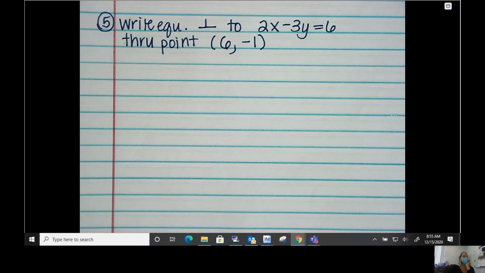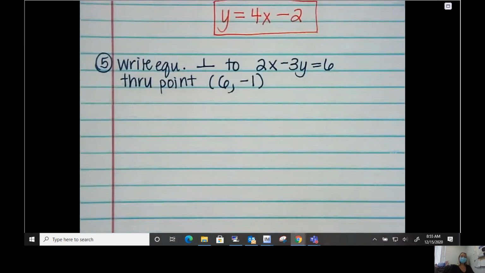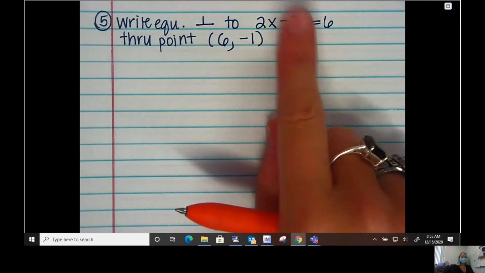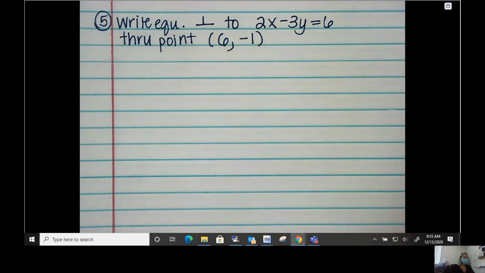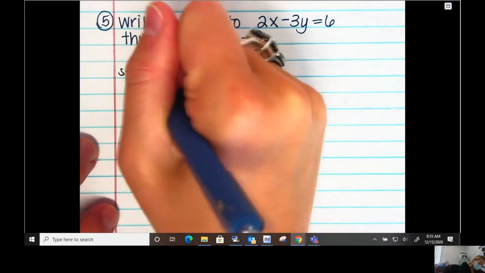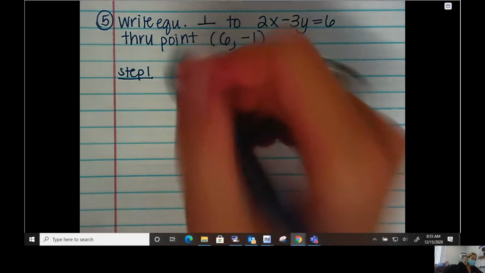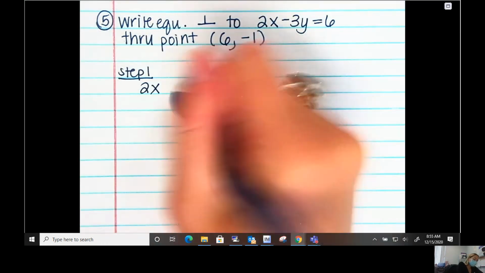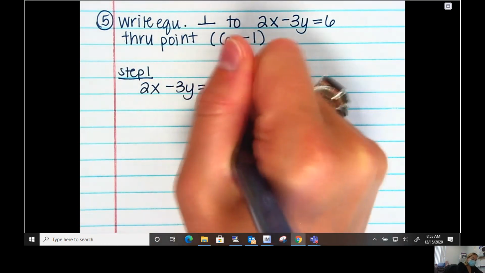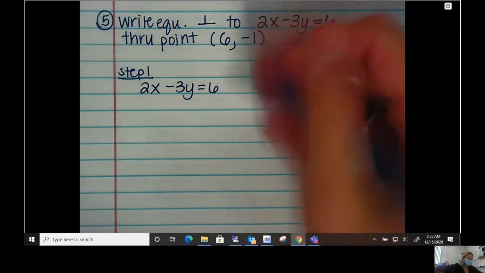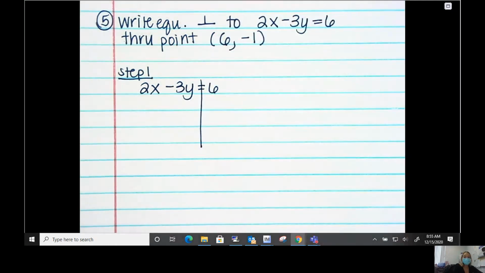All right, so your first step is to do what? Get it into slope-intercept form. We need to find the slope of this equation. So my step 1, I'm not going to rewrite the steps, but step 1 is to take that equation and rewrite it in the correct form. 2x minus 3y equals 6. So I want to get the y by itself. What should be the first thing that I do?